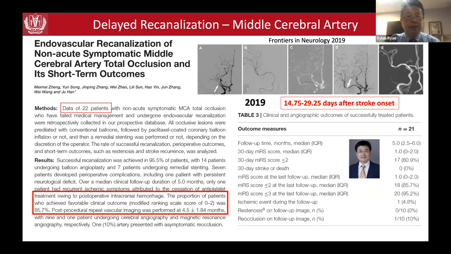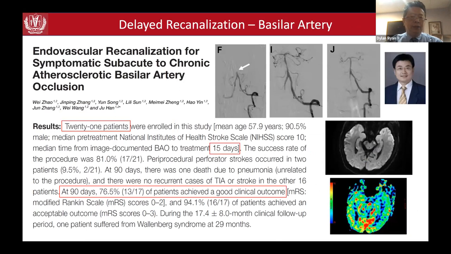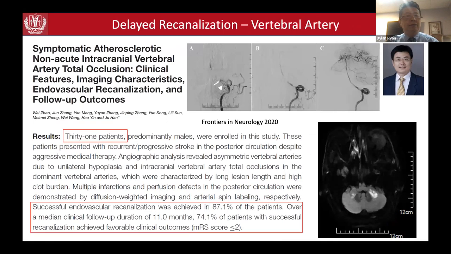And very quickly, I think 85.7% of patients, the ranking score improved to 2 or below 2. So that's a great thing. And he also did the basilar artery, you can see 15 days after occlusion and 75% of patients achieving a good score, meaning the ranking score below 2. And here he did the vertebral, same thing.